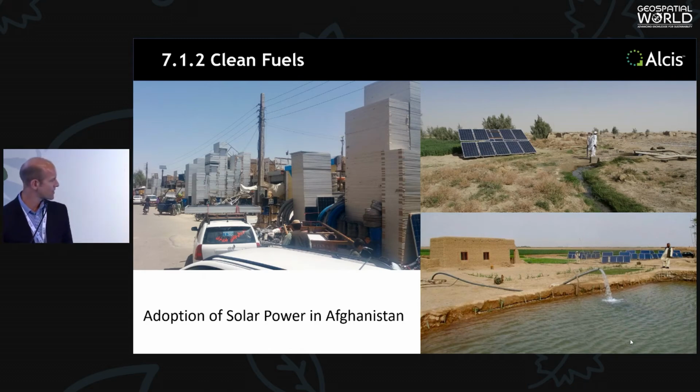And that picture on the left-hand side is the main bazaar in Lashkargah in Helmand province. And all of those items that are stacked up are solar panels and the associated equipment for dropping boreholes. And what we could see from the satellite imagery was this sort of movement of people from the main traditional farming areas out into the desert.